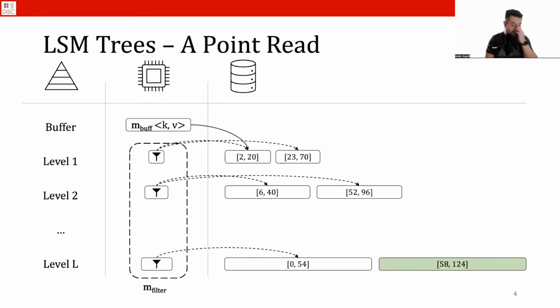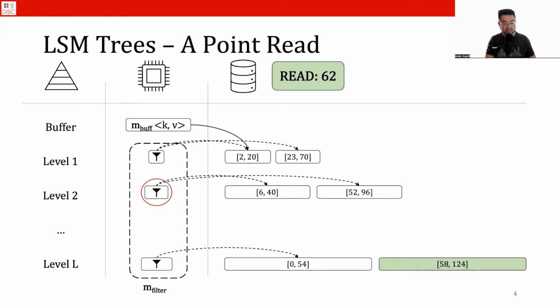Now let's see an LSM tree in action real quickly. If you want to read the value for key 62, we start by taking a look at the buffer and check if it's there first. If it's not, we go further down and take a look at our first bloom filter at our first level on disk. Because it's a bloom filter, it may say yes, it may say no. And if it says no, we can just trust it and move on.